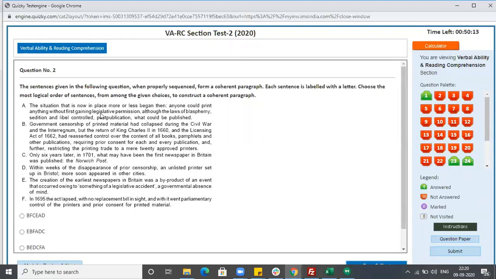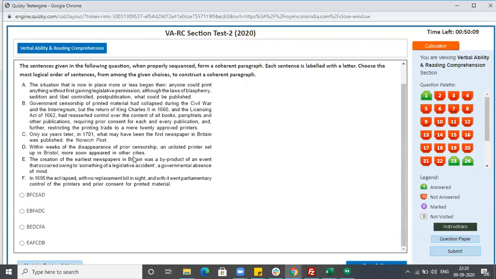Anyone could print anything without first gaining legs. Okay, then it's something I should have already talked about. Government censorship of printed material had collapsed. So let's look at the options.